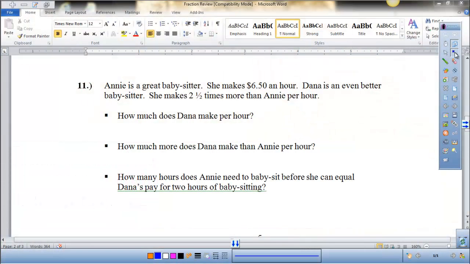I hope you are enjoying your fraction review, and it's going well. There are a couple of homework problems that can be a little tricky, so I want to do them with you. Number 11 here says Annie's a great babysitter.